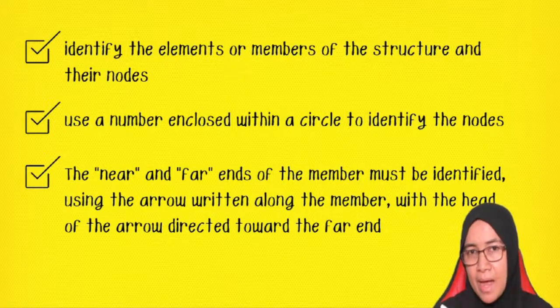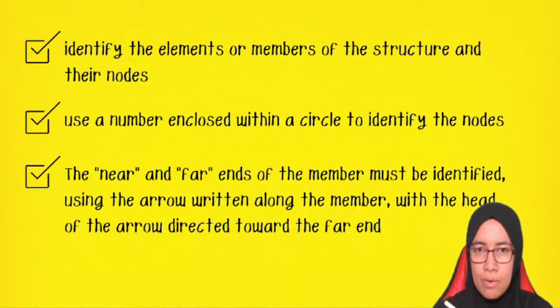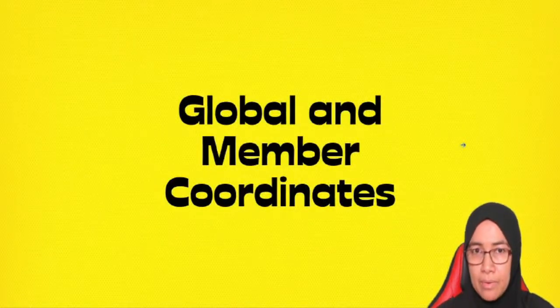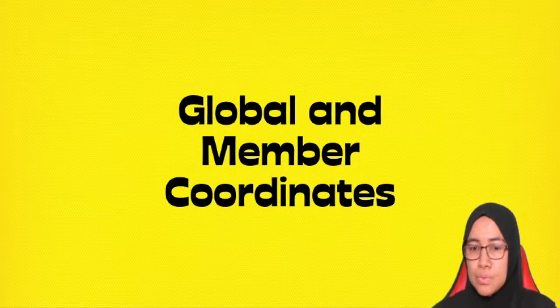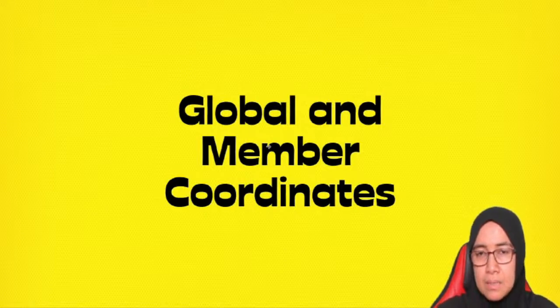And how to identify near and far? Looking at the arrow, because the arrow is always moving towards the far end. I will explain you later in the diagram. So we have to put the arrow in order to identify which end is near and which end is far.